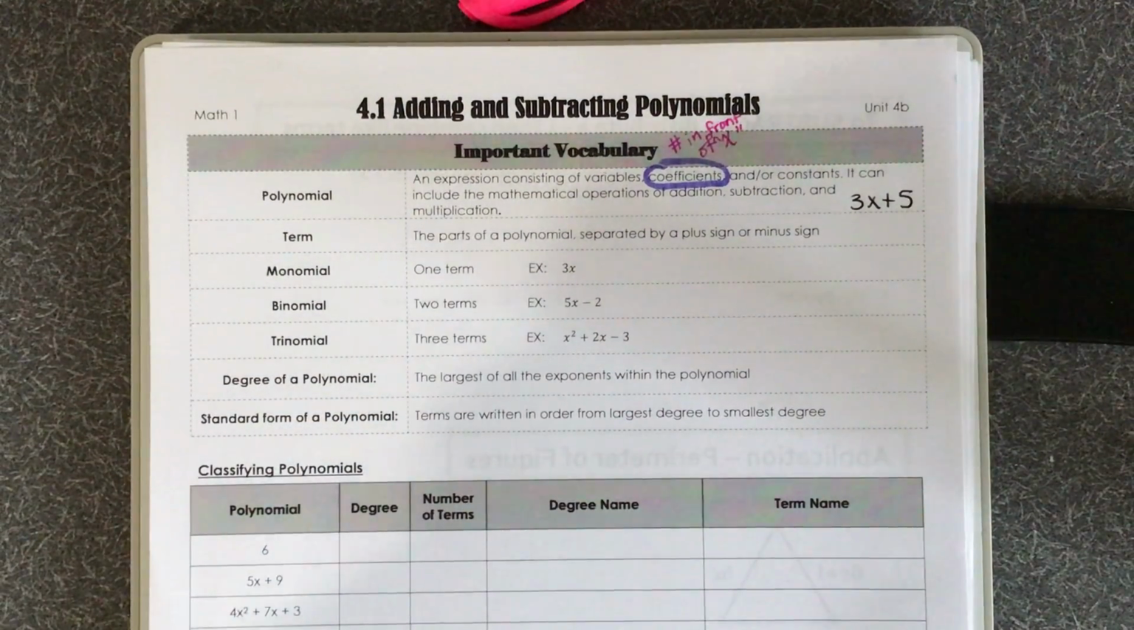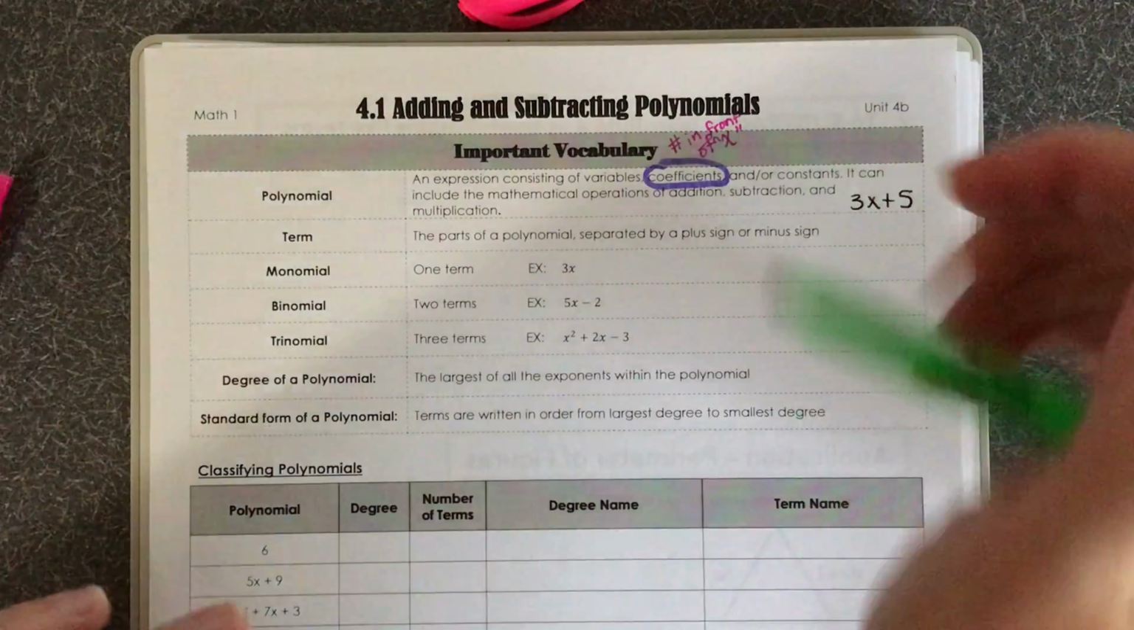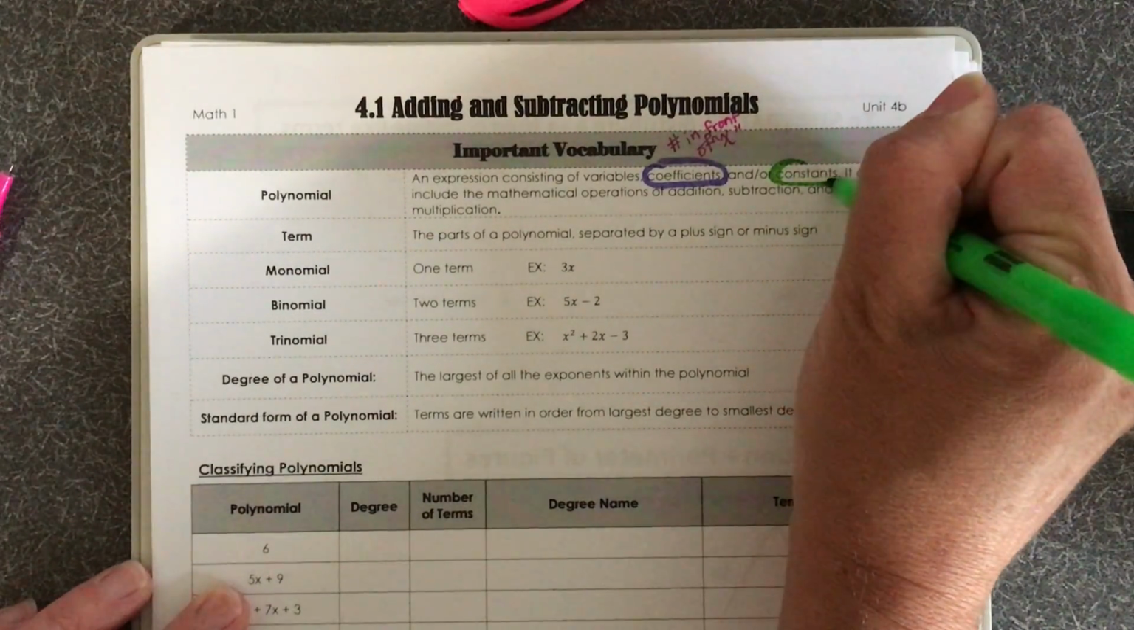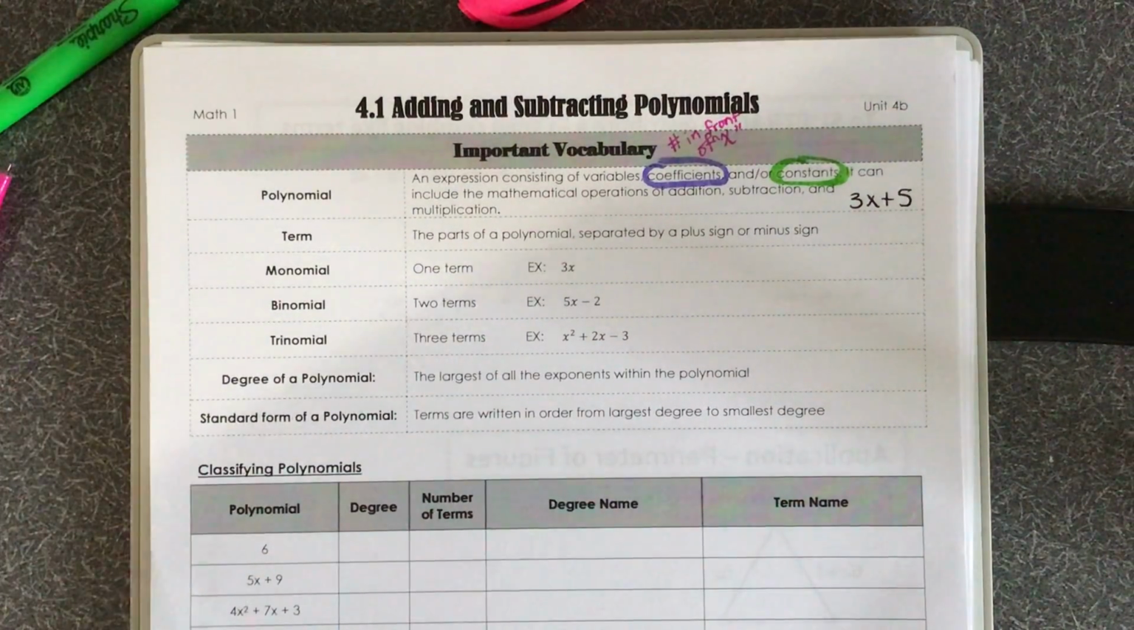This is important because, as you saw in the introduction slides, a lot of times when we're adding and subtracting polynomials, your coefficients will change. Your coefficients can change, but your exponents won't change. Now, what is the constant? We've heard this vocabulary word before, but a constant is any number without a variable.